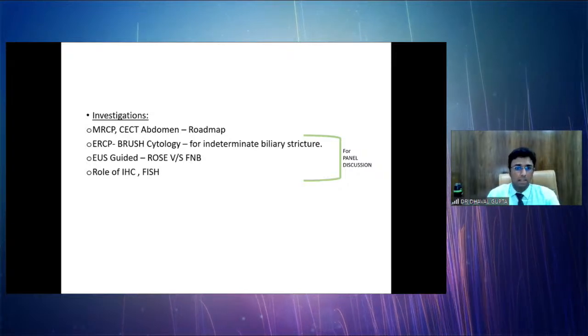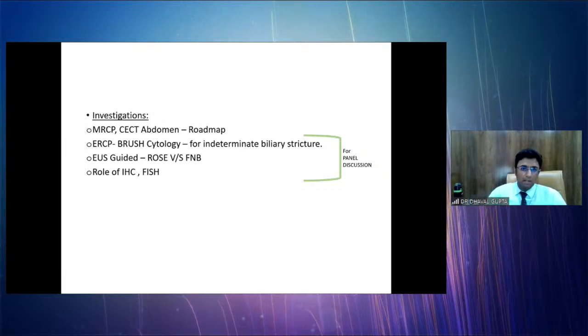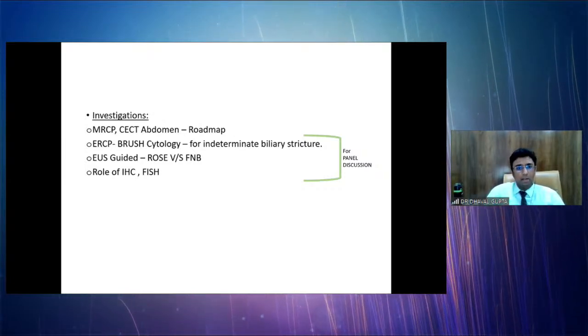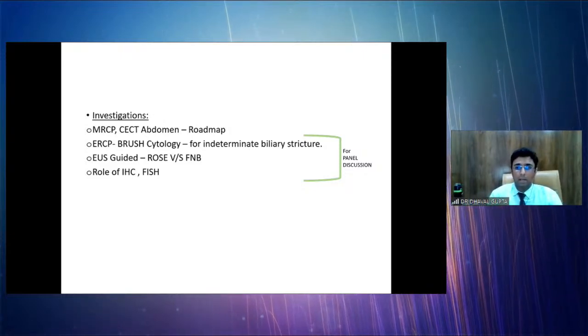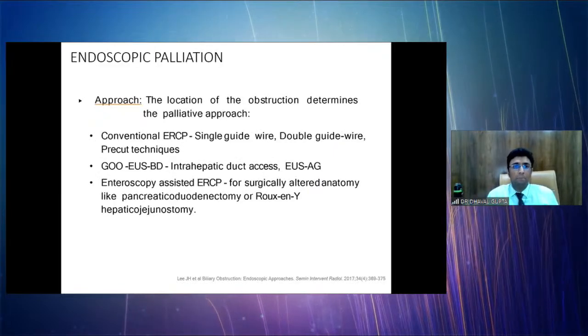Now investigations, as I already told, MRCP and CT abdomen. Other than that, for undetermined biliary stricture, we need to do brush cytology, also the US guided FNA or FNB. We will discuss this part mainly in the panel discussion, so I am not going into the detail of this.